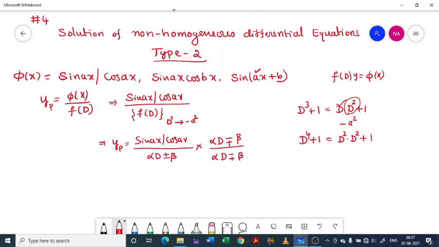Multiply and divide by its conjugate or rationalize it. So here, one point I want to clear up.